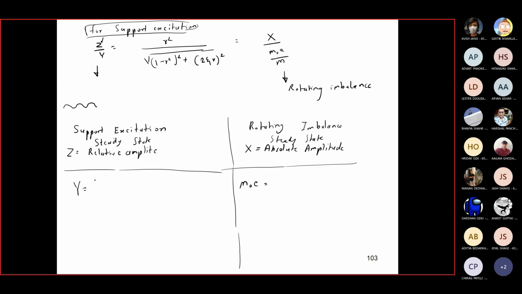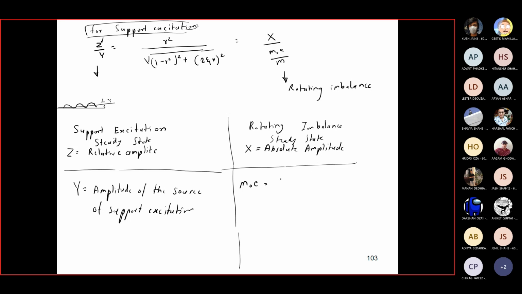So what is Y in this case? It is the amplitude of this waviness. All right. So it is the amplitude of the source of support excitation. So whatever supporting structure or supporting base this vehicle is moving on, that is the amplitude of that. So it will be the amplitude of this waviness, which we mathematically model and assume to be a sinusoidal wave. Okay.